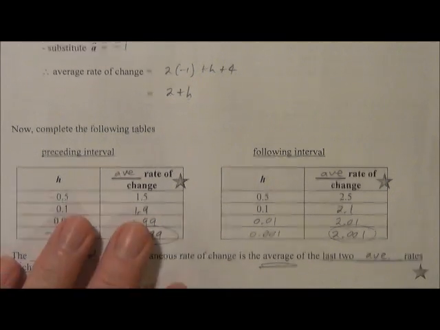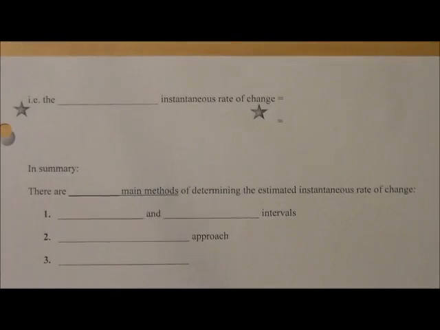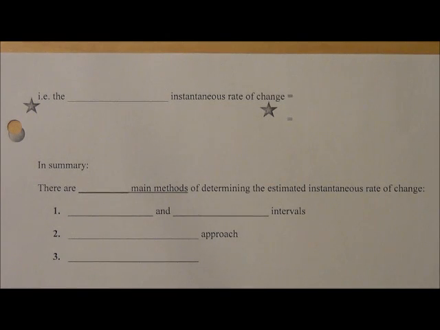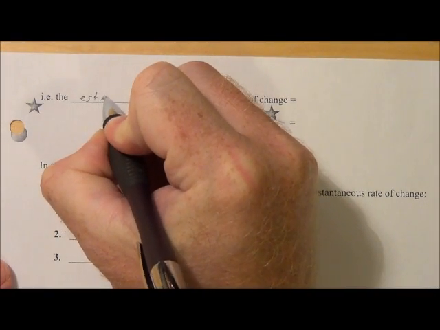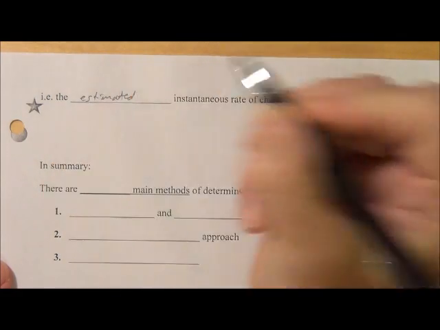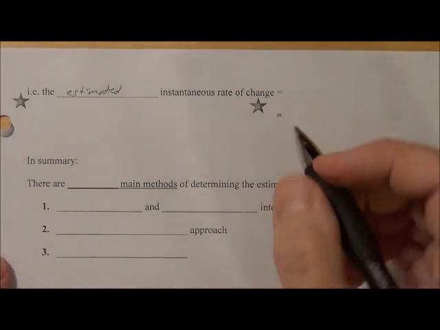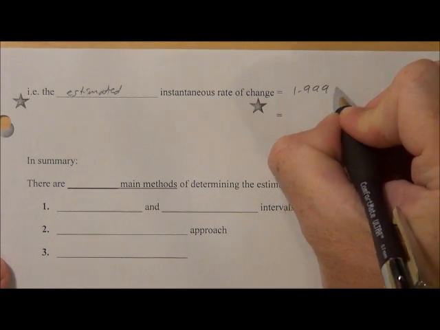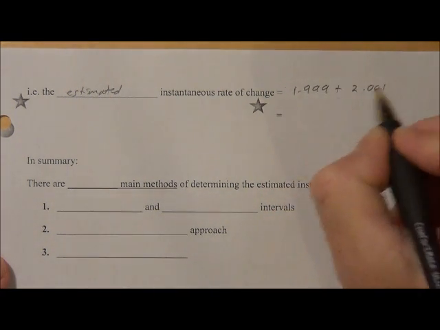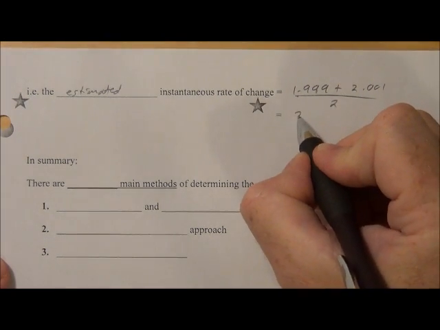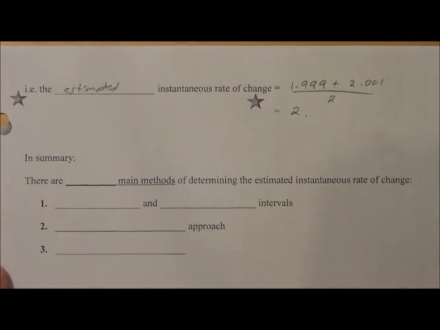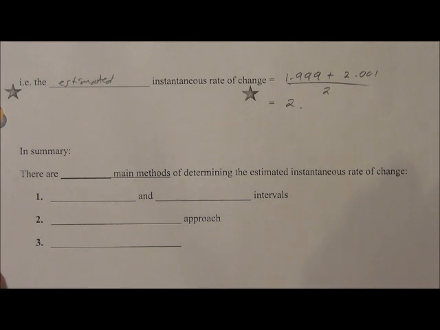And then the last thing we have to do now, just to finish things off, is the estimated instantaneous rate of change is 1.999 plus 2.001 divided by 2, and that gives us 2. And like the French say, voilà! That is the estimated instantaneous rate of change.